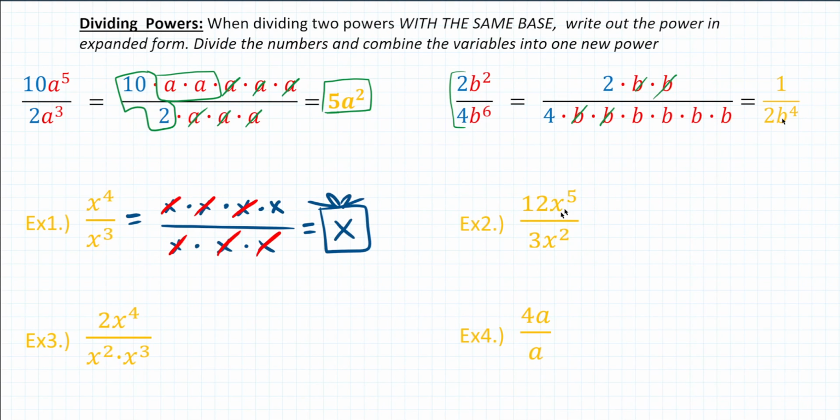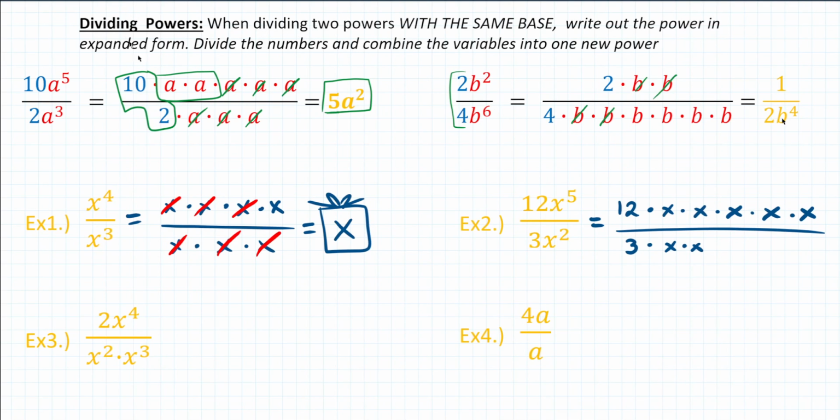All right, what about 12x to the 5th divided by 3x squared? Well, that would just be 12 times x times x times x times x times x. And now maybe you're starting to realize why we stopped using the x as a multiplication symbol and started using a dot, because there are a lot of x's now. And now 3x squared would be 3 times x times x.